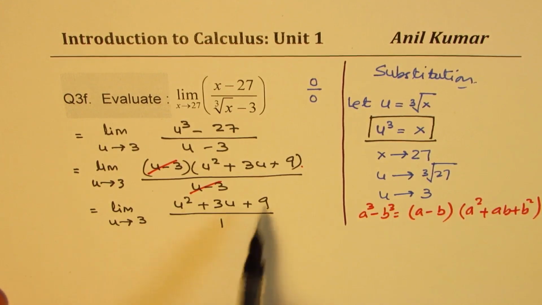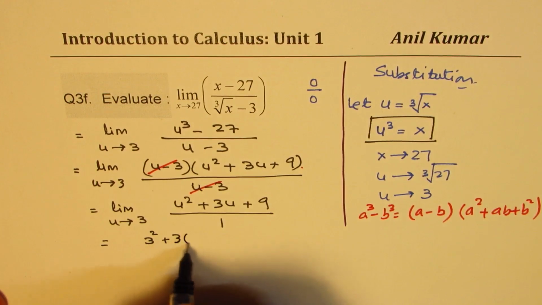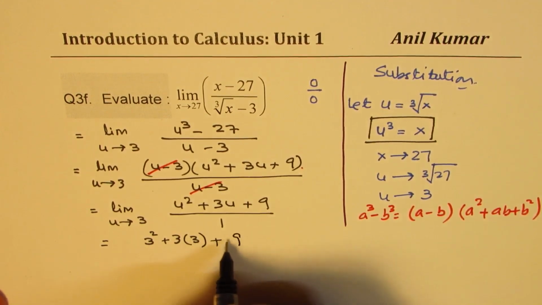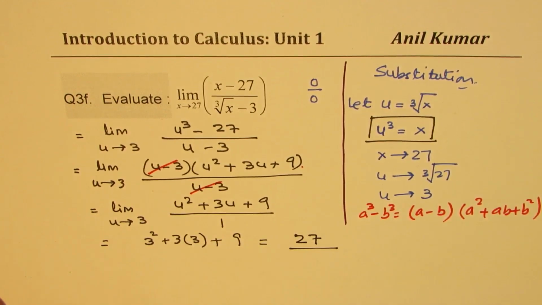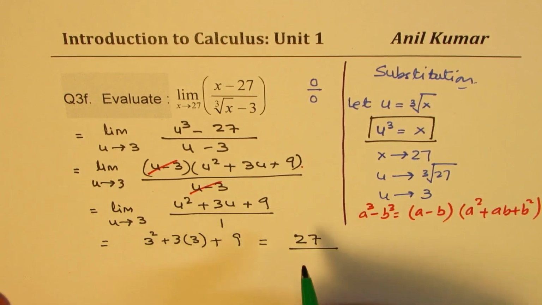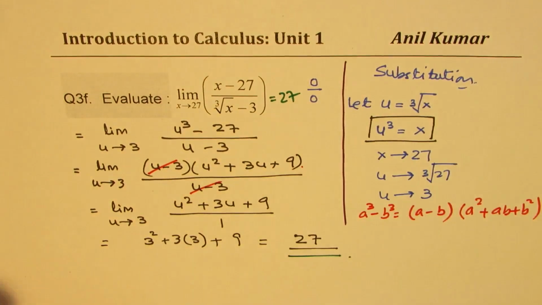Now we can substitute u to find the limit. So we get 3 squared plus 3 times 3 plus 9, which is, so these 3 9s, right, which equals 9 times 3, 27. So the answer is 27. So that becomes the solution for the given question. Perfect. So this limit is 27.